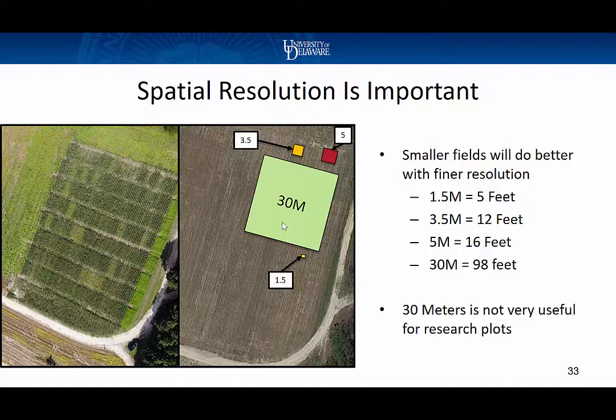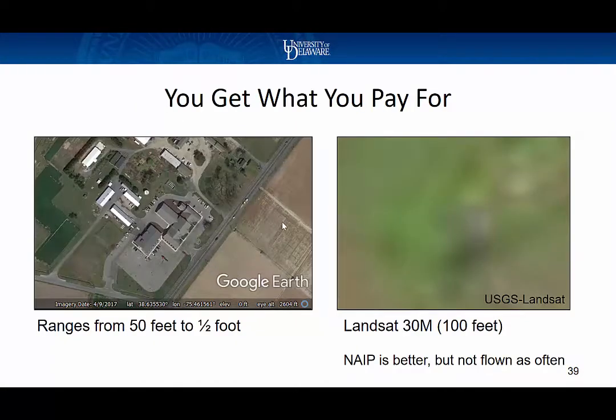You get down to 5, still that's the size of one of my plots. 3.5 is about a half a plot. Even at 1.5 meters, which is about 5 feet, I'm only seeing a little section of the plot. So I could use it, but this is why for us in research, we're a little more excited about drones, because now over this plot, I can fly it, get some information and use it. But if you're on a farm, maybe some of the satellite data over 100 acres is perfectly fine. So you get what you pay for.